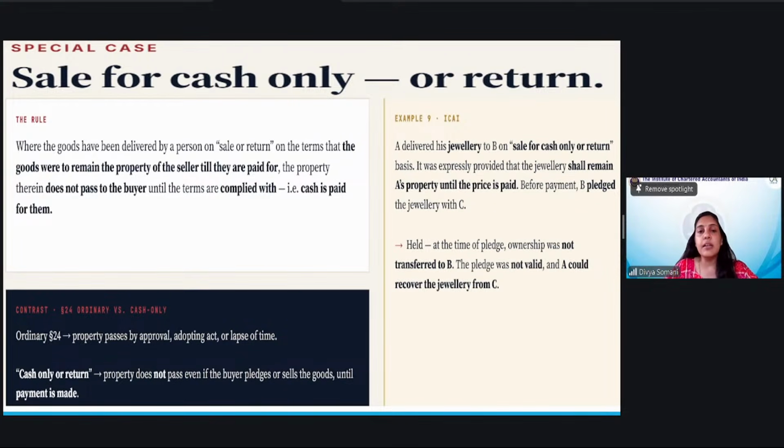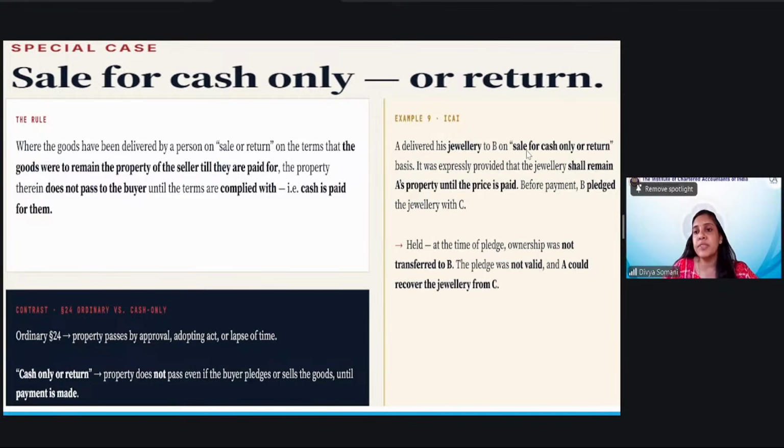If you check the earlier topic, which is sale on approval basis, it talked about various situations wherein payment was one of the ways. The other ways were you can accept the goods, you can give the approval for the goods, you can retain them. And if you do any act wherein you are selling the goods to some other person, in that case also the ownership is passed. But here specifically what is mentioned is that A has delivered the goods to B on approval basis, but it is cash only or return. It is specifically mentioned that it is sale on approval basis, but payment has to be made if you want the ownership. So even if B transfers the goods to someone else, the ownership will not pass.